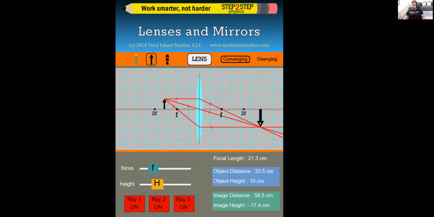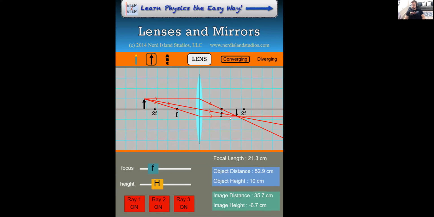So just compare the image to the object. That's how you decide whether you're dealing with smaller or larger, inverted or upright. And if all the light rays come together, it's converging, therefore it's real.